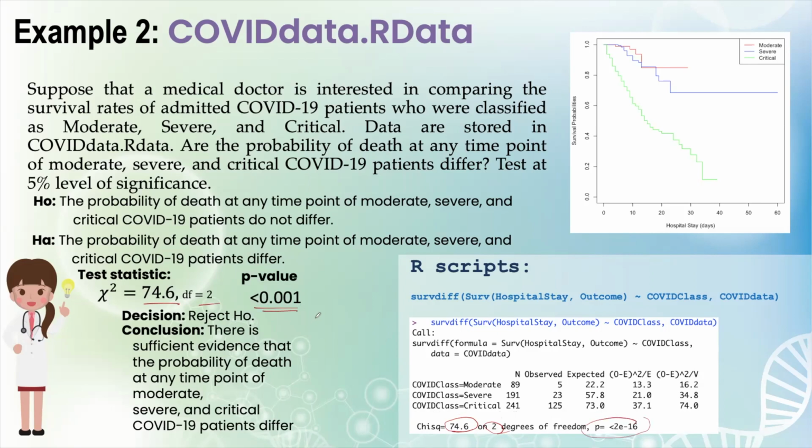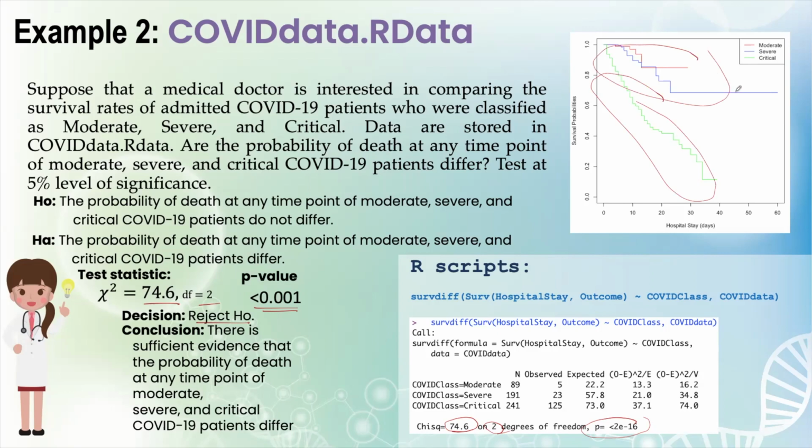Okay, so since that is less than 0.05, then we're going to reject the null hypothesis and conclude that there is sufficient evidence this time that the probability of death at any time point of moderate, severe, and critical COVID-19 patients differ. So the survival or the probability of death at any time point of those 3 groups differ. So it seems that based on this graph, the probability of survival of the critical COVID-19 patients is less as compared to these two. But we're not sure yet.